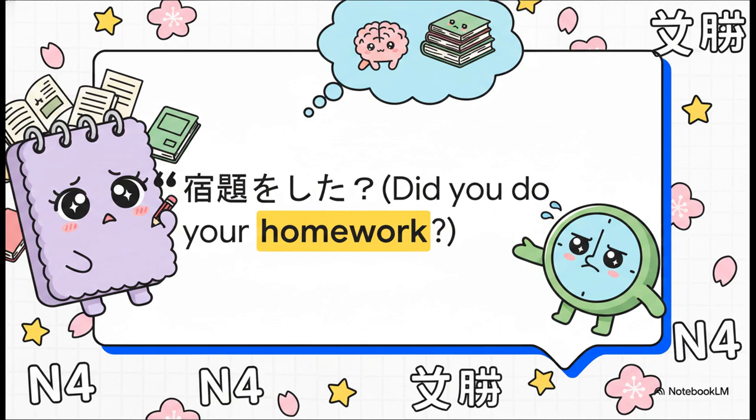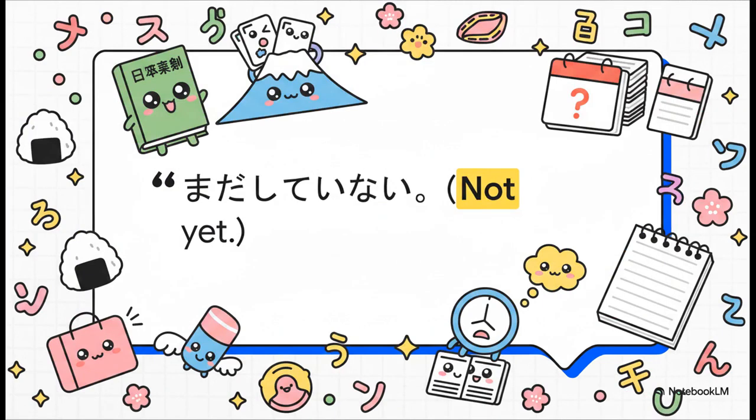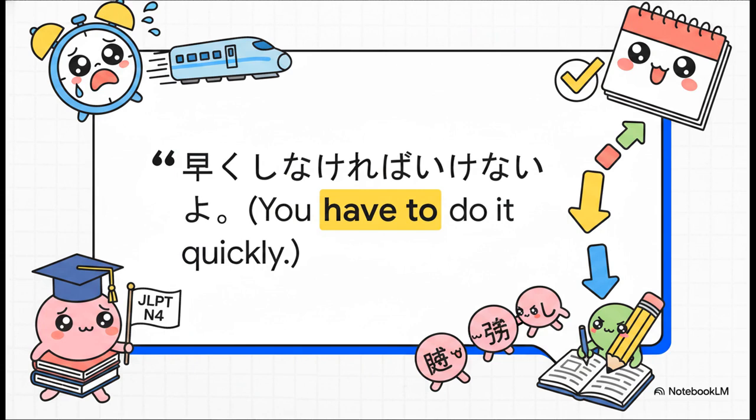Let's see how all of this flows in a real-world dynamic. Imagine a slightly nagging older sibling checking in. Person A asks, "Shukudai o shita? Did you do your homework?" Person B, who is probably staring at a screen right now, replies with a totally casual, somewhat dismissive tone. "Mada shitenai." Not yet. "Hayaku shinakereba ikenai yo." You have to do it quickly. Notice how they use ikenai here because it's spoken conversation between siblings, not some written rule.